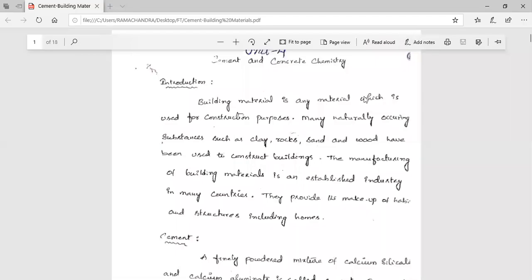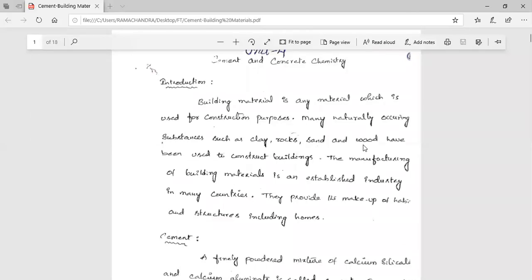Okay, sir. So, cement and concrete, cement materials. Generally, we know that these are used for construction of habitats, that means houses, dams, projects. So we are using these building materials.